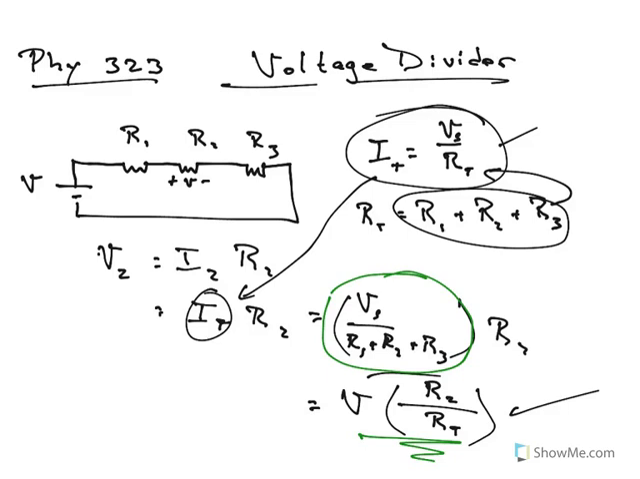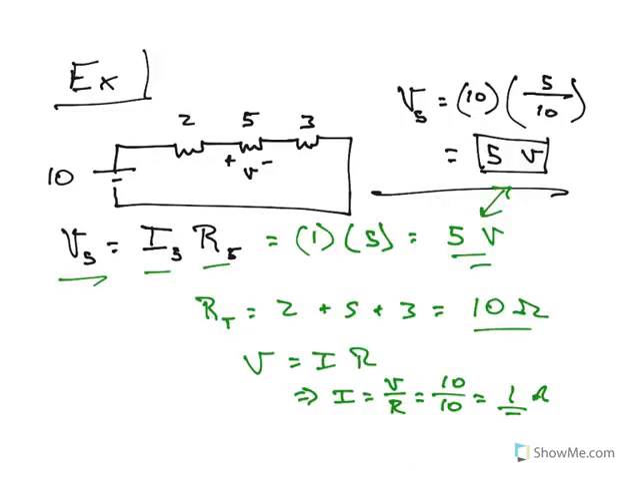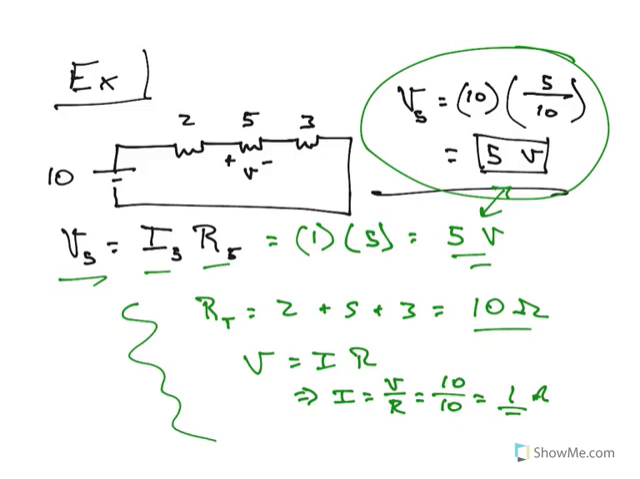Given a circuit with some number of resistors in series, if you want to know the voltage drop by one of those resistors, just take the ratio of its resistance to the total resistance and multiply that by the total voltage. That's what we did here. Notice, by the way, how much faster it is to do it with the voltage divider than to go through all of these steps to do exactly the same thing.